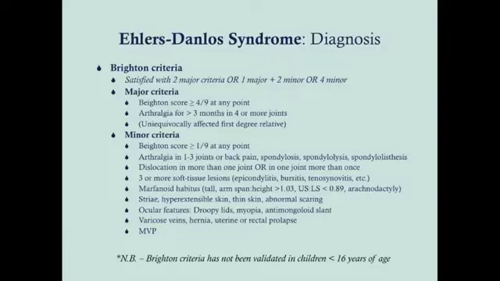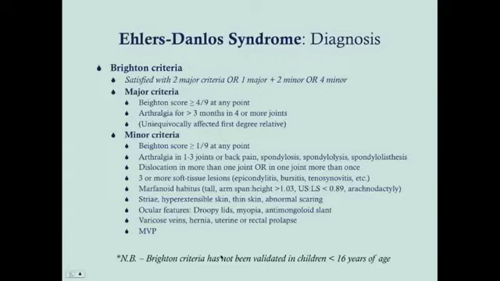Dislocation in more than one joint, or in one joint more than once, and particularly we're talking about the hips, knees, and shoulders. Three or more soft tissue lesions, a marfanoid habitus, which is a tall patient with a long arm span, an upper segment to lower segment ratio of less than 0.89, and then arachnodactyly. Striae, hyperextensible skin, thin skin, abnormal scarring. Ocular features such as droopy lids, myopia, an anti-mongoloid slant, varicose veins, hernia, uterine or rectal prolapse, and mitral valve prolapse.